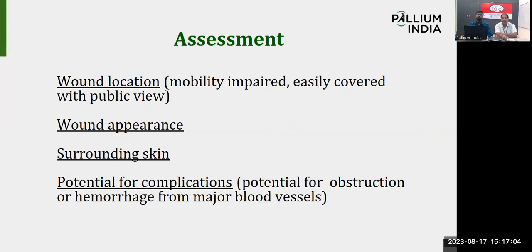So what are the assessment findings? When there is a wound, we have to assess the patient. What all things do we have to assess? That is wound location, which area the wound is located in, right?